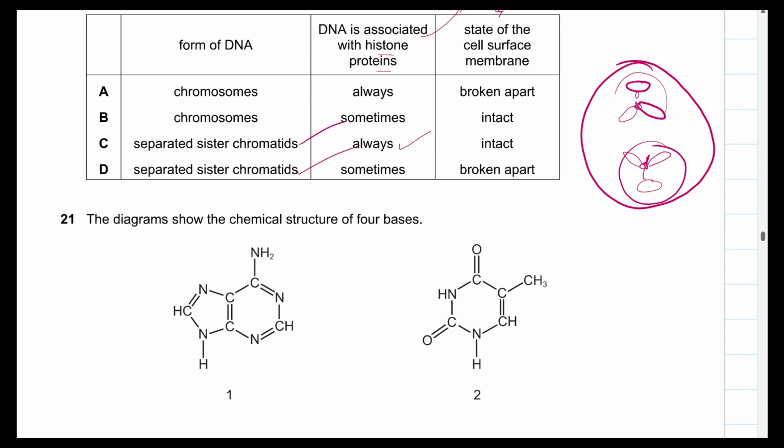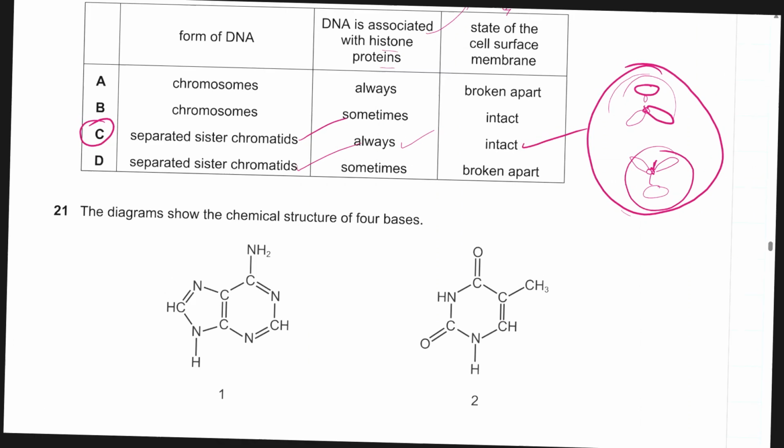Now, the state of the cell surface membrane. As we said, the two sister chromatids are the only thing that's separated. The cell membrane is still intact. Therefore, the answer is going to be C.